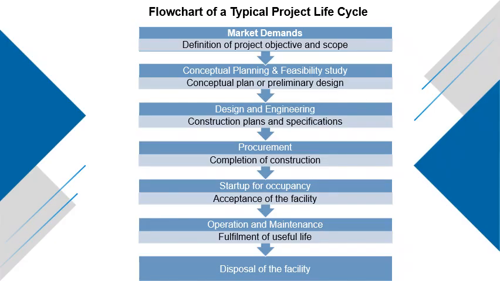The next stage will be the operation and maintenance. Here, the quality and the maintenance of all the building elements and facilities will be ensured through operating and maintenance manuals. After the fulfillment of the entire project life cycle, that is the usefulness of the project, the disposal of the facility also will be initiated. So this typical project life cycle can be adapted for any type of project.